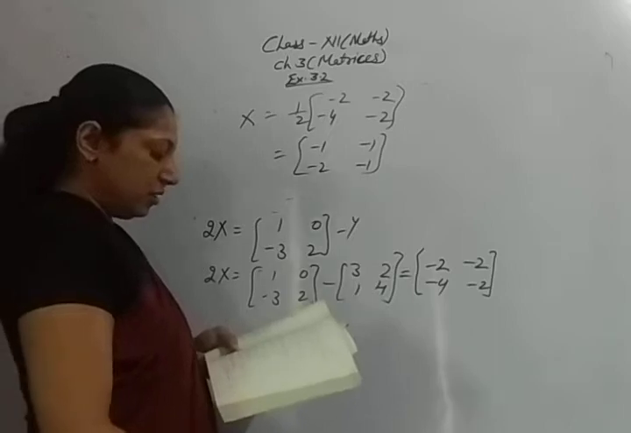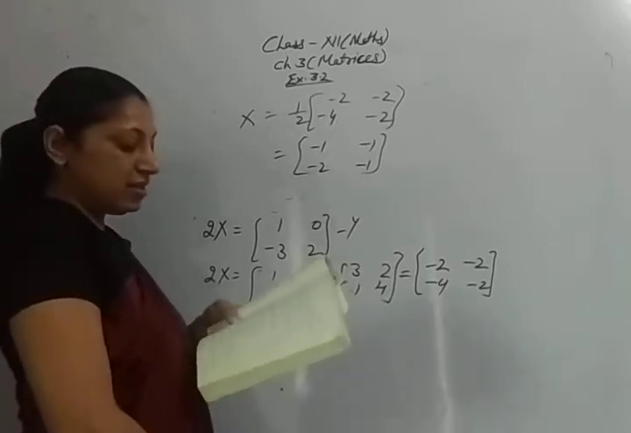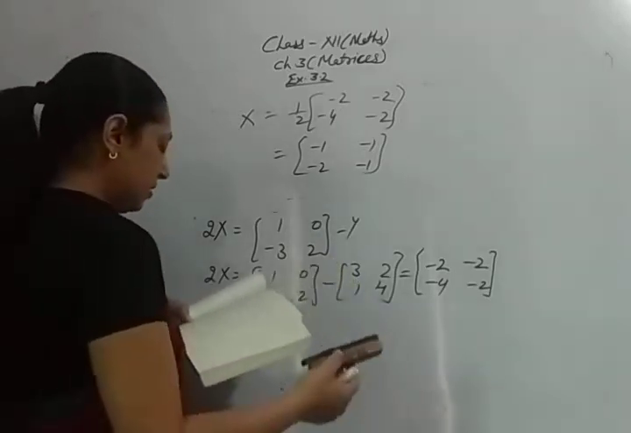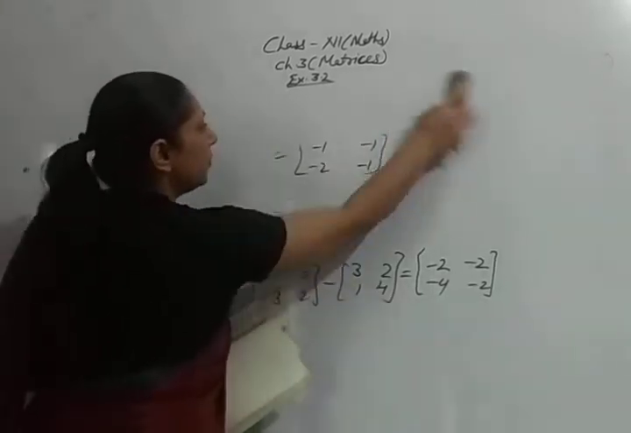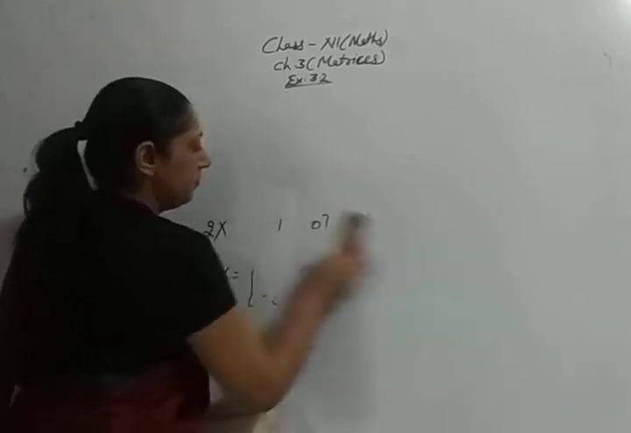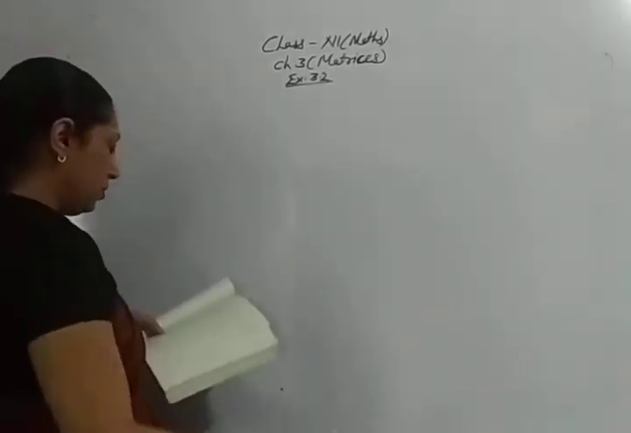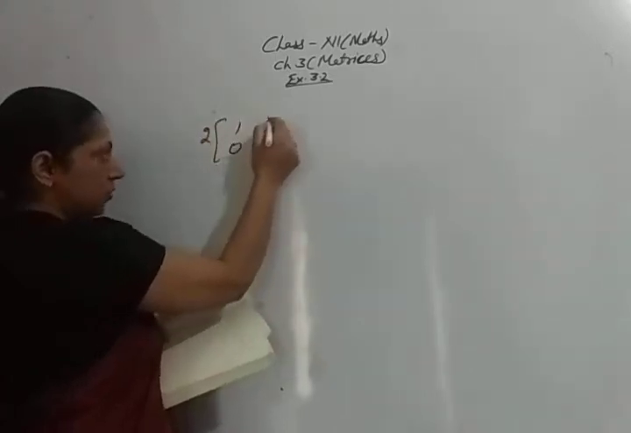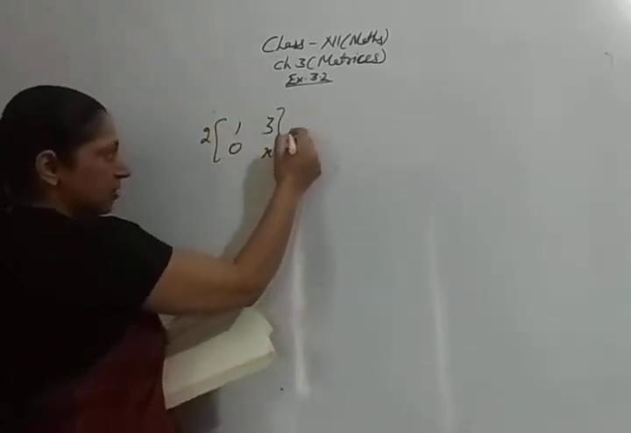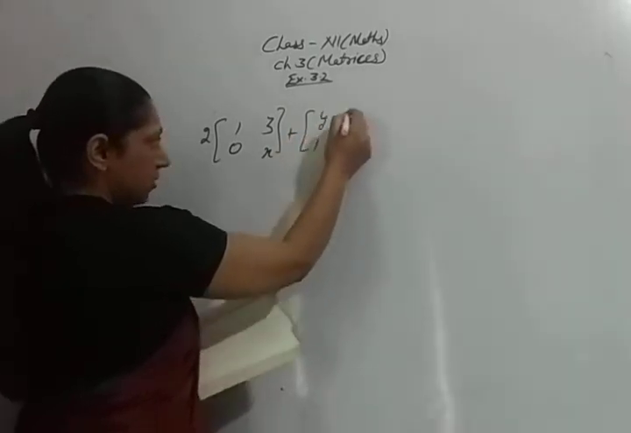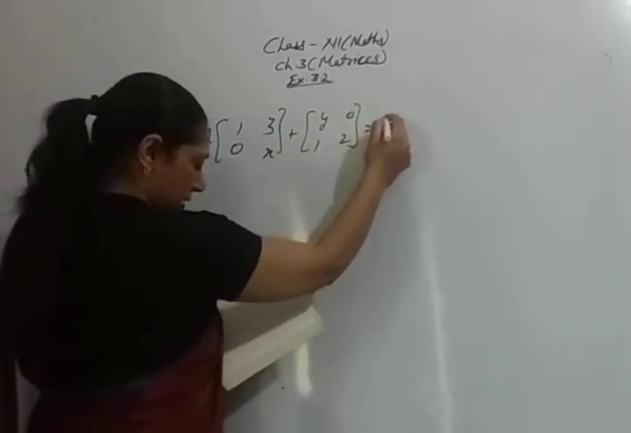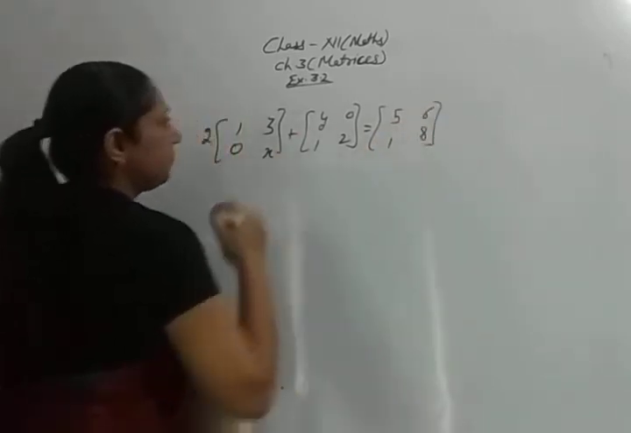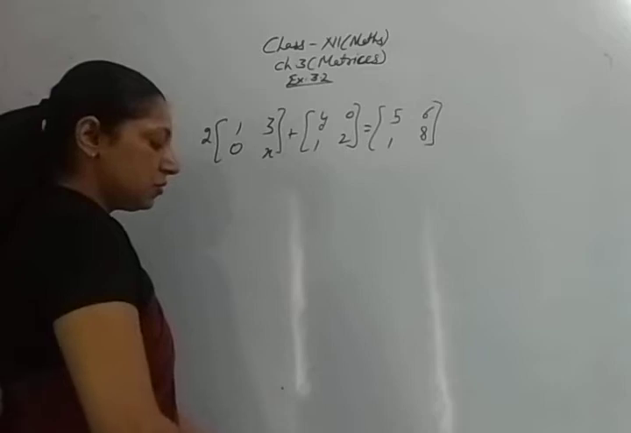Now next question, question number 9. Find x and y if this plus this is equal to this. So do this question yourself. Okay, I'm going to explain it. Question number 9: [2, 1; 0, 3] x plus y [1, 0; 2, ...] is equal to [5, 1; 6, 8]. Now solve this question.